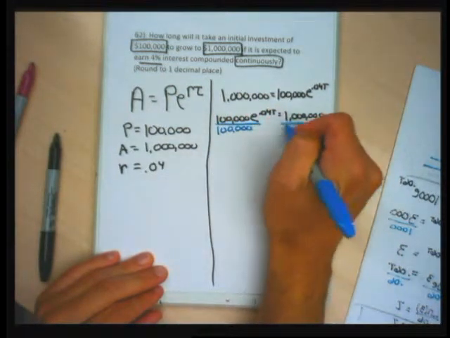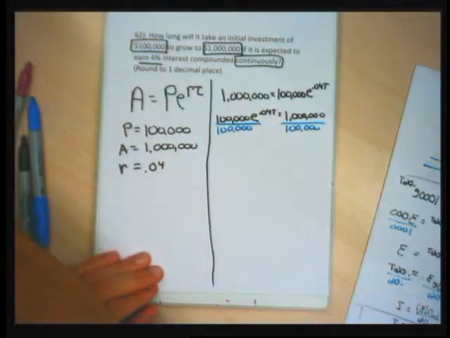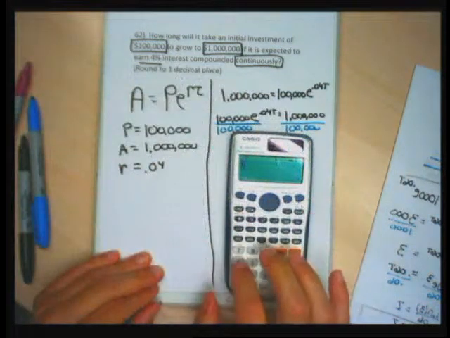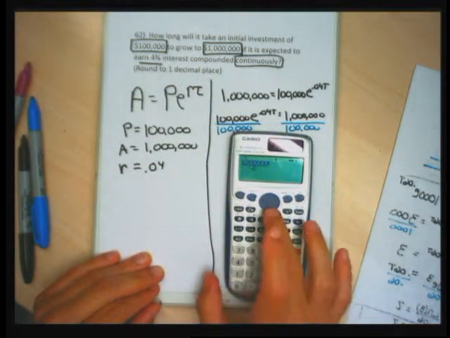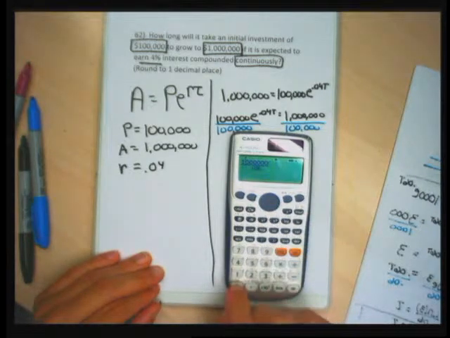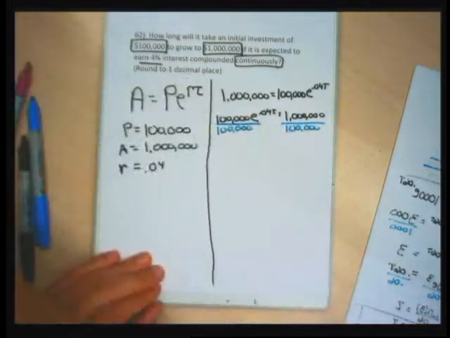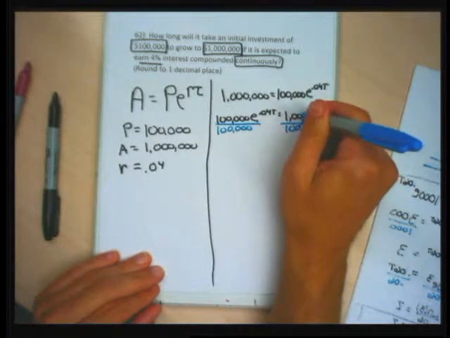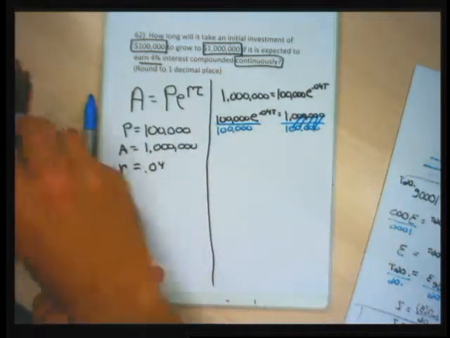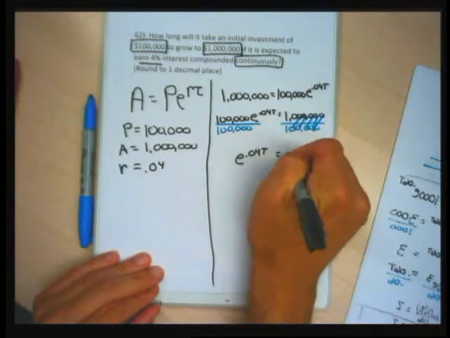I could do that division in my head, or I can use my calculator. 1 million divided by 100,000. It's not that hard to do. You just cancel enough zeros. That's 1 million over 100,000. I get 10. I could have just canceled a bunch of zeros, cancel, cancel, cancel, cancel, cancel, and been left with a 10. So I get e to the 0.04t equals 10.